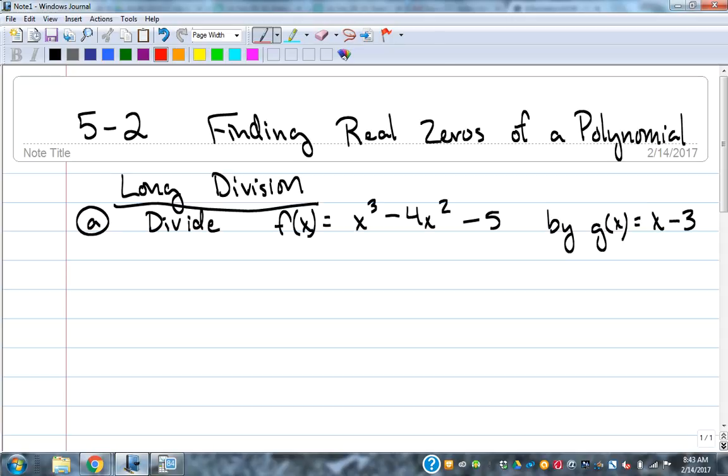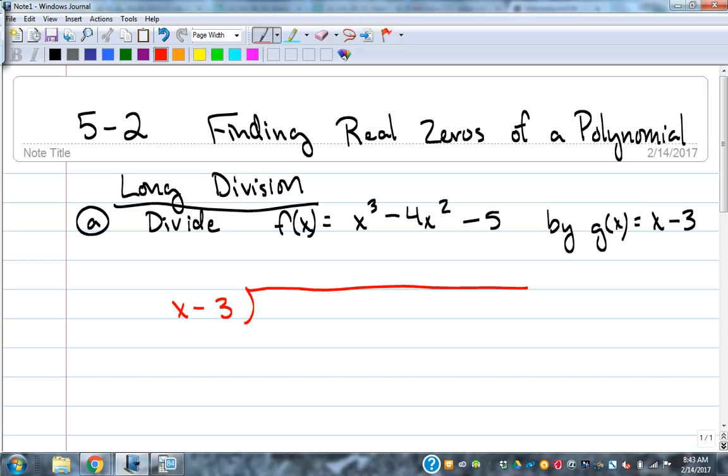All right, so we're dealing with long division with polynomials. We're going to divide f of x by g of x. So f of x is our dividend. That's what we're dividing into. Our divisor is x minus 3. So when we set up long division, the x minus 3 goes on the outside, and then we get that old school long division symbol.